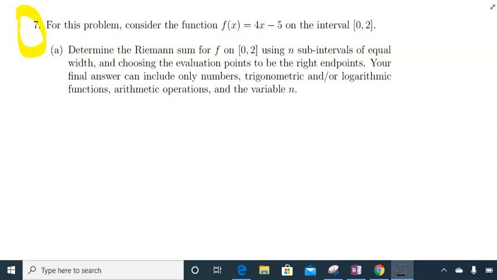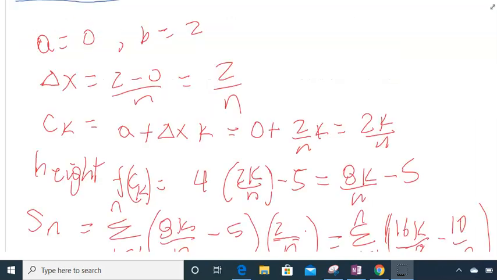For this problem, consider the function f of x is equal to 4x minus 5 on the interval [0, 2]. Determine the Riemann sum for f on [0, 2] using n subintervals of equal width and choosing the evaluation points to be the right endpoints. Your final answer can only include numbers, trig and/or log functions, arithmetic operations, and the variable n.